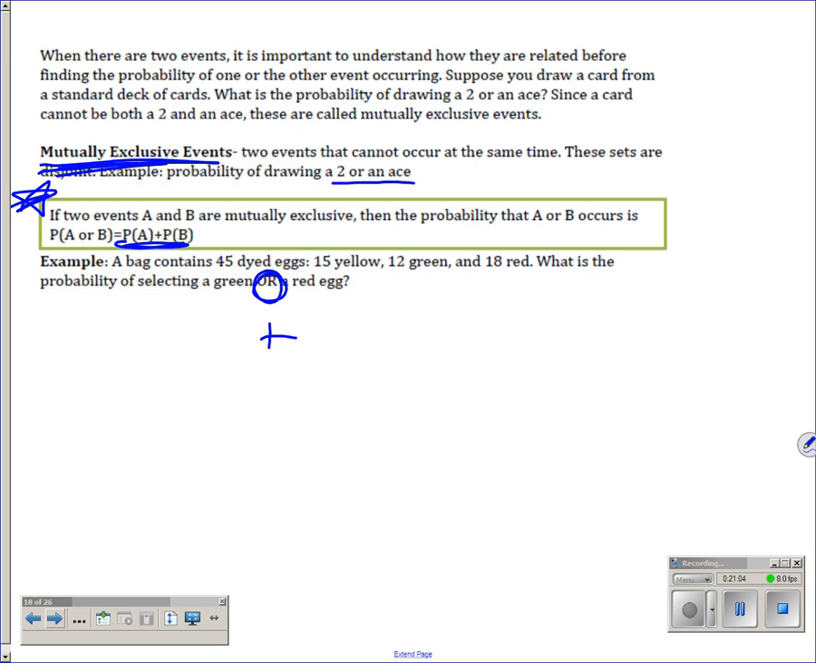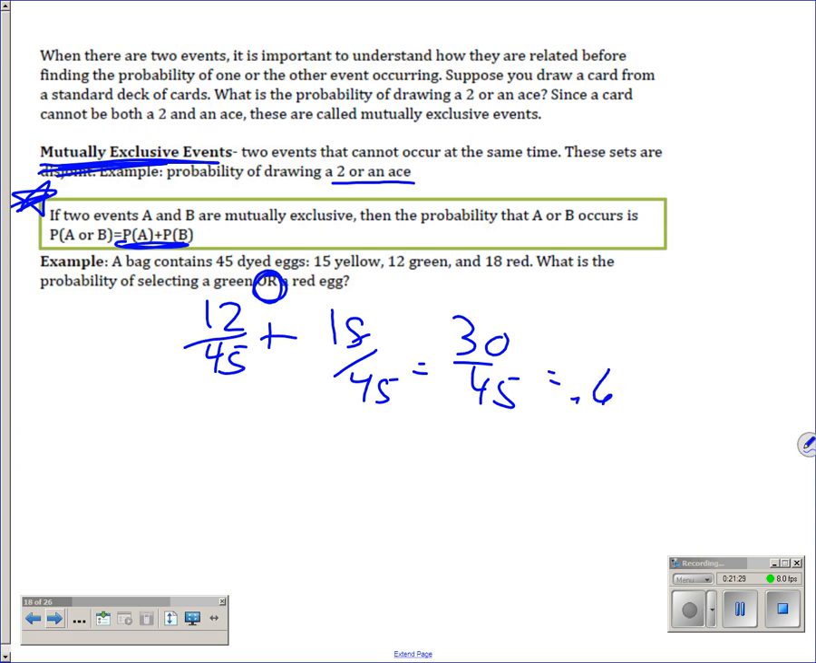What's the probability of being green? 12 out of 45. What's the probability of being a red egg? 18 out of 45. So if I select one egg at random, what's the probability it's green or red? You just add them together. 30 over 45, which I believe is still 0.667. Is that 2/3? Does that make sense? Mutually exclusive or statements.